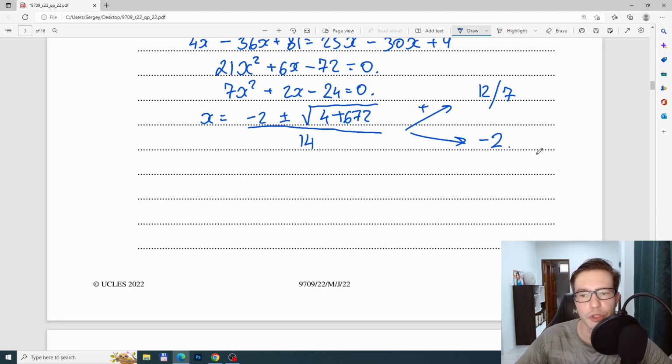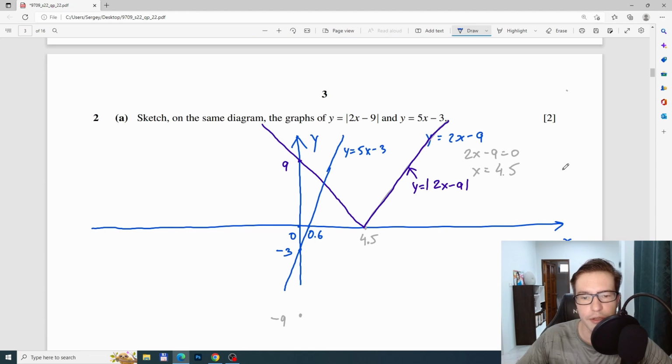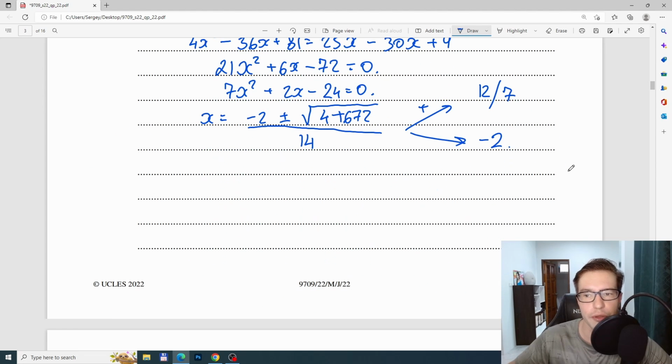Now the question is which one we're going to keep. And for that we'll have to look at the graph. We have only one intersection, so that means we're going to have only one solution. And our intersection is to the right of 0. So this is our solution and it's positive. So that means we're going to keep only 12 over 7.